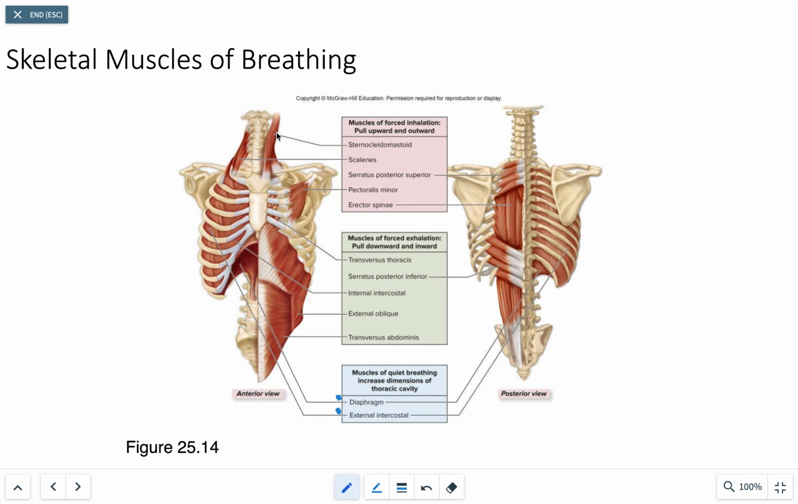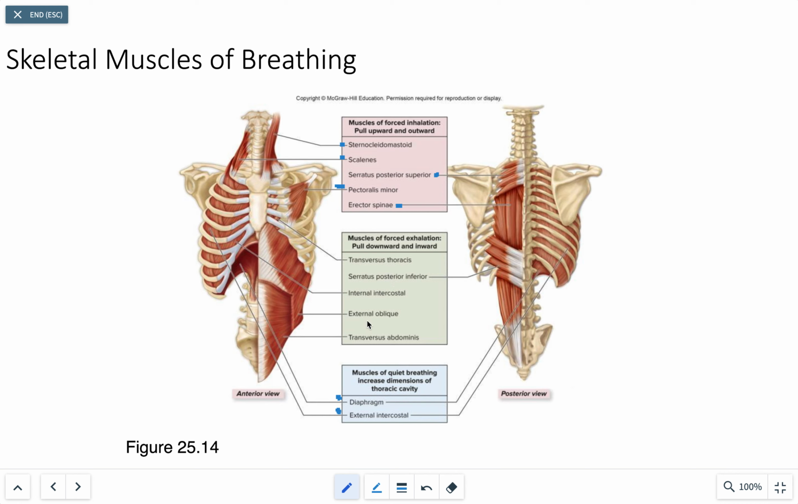So with forced inhalation, we see the sternocleidomastoid, we see components of the scalenes. Most of the breathing is going to occur in the anterior portion, where we see the sternocleidomastoid, the scalenes, and the pec minor. But we do have stabilization muscles in the posterior. Inhalation can make changes in the posterior compartment with the serratus posterior superior, and a little bit with the erector spinae. During forced exhalation, it's the same thing.